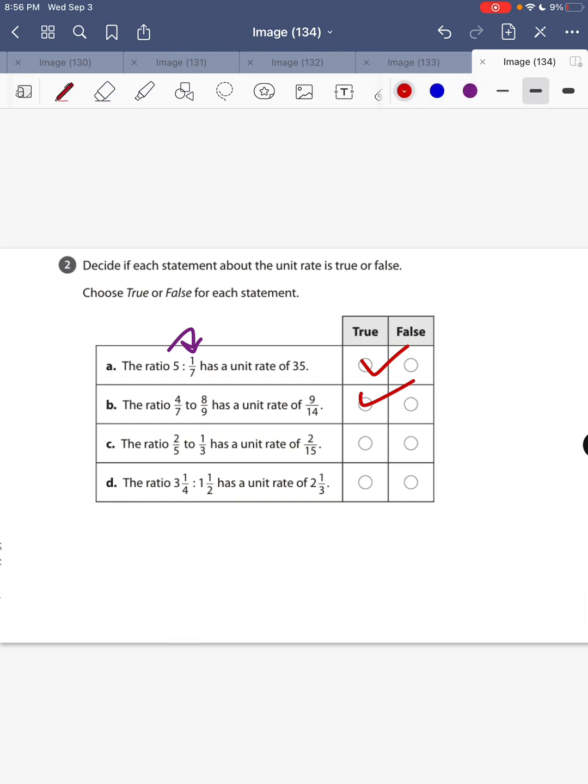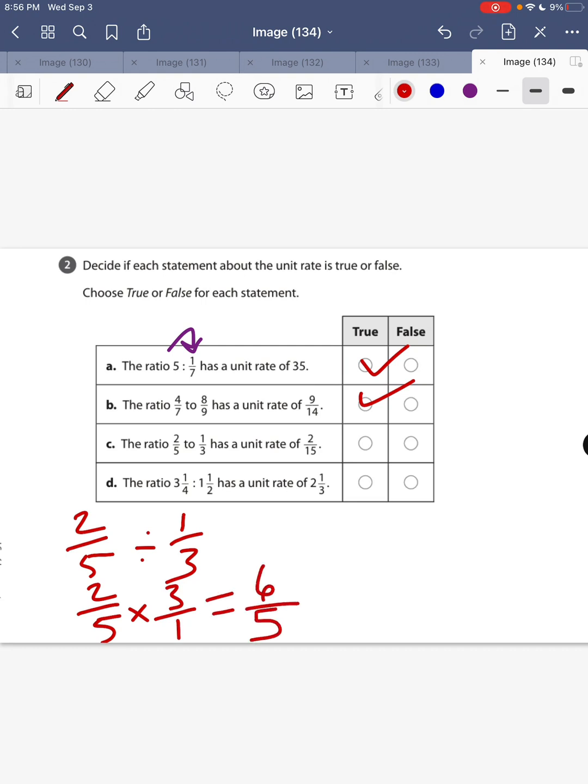Okay. Next one. C. Again, only on this we can take the first part, 2/5, and divide it by 1/3 because we're assuming that the second number is going to 1. Okay? So we're going to keep, we're going to change, we're going to flip. 2 times 3 is 6 over 1 times 5 is 5, okay? Is that the same as 2/15? It definitely is not. They probably forgot to flip, so that is false.